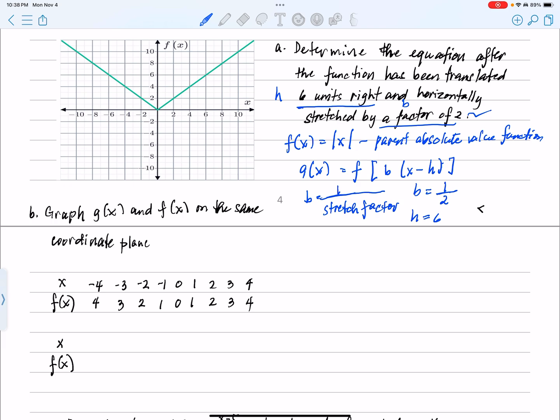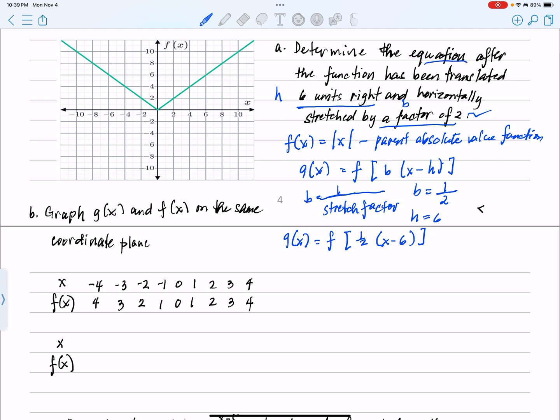So using g of x equals f, we substitute b, which is 1/2, then x minus 6. You have that as the transformed function equation. So we determine the equation after the function has been transformed.